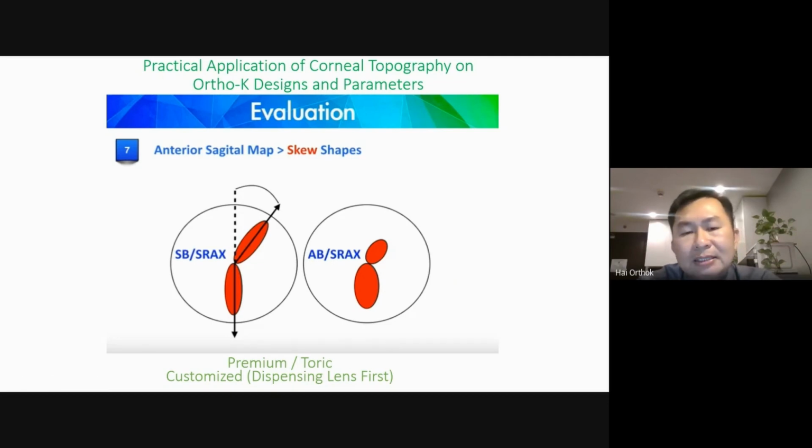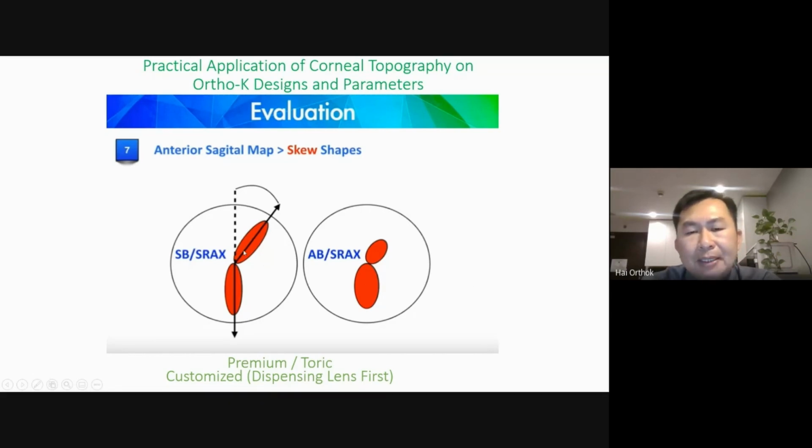If you intend to customize this lens, please use the dispensing set lens first. Try to fit it on the cornea for a couple of weeks. Make sure it's well centered before you customize the lens if you are far away from the lab. If you are far away from the lab and you provide a very first customized lens, most likely it will be decentered laterally. Either one side of the eye will be laterally decentered.